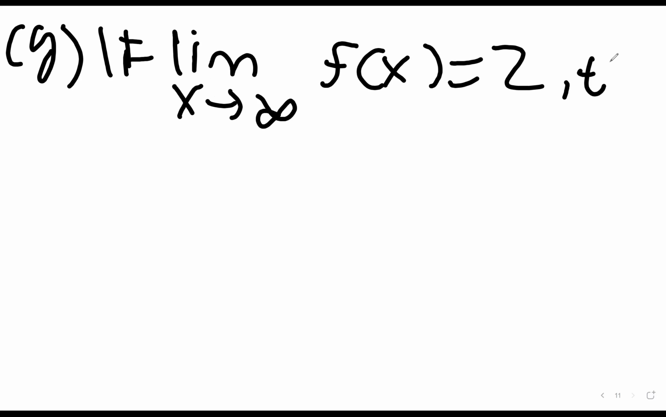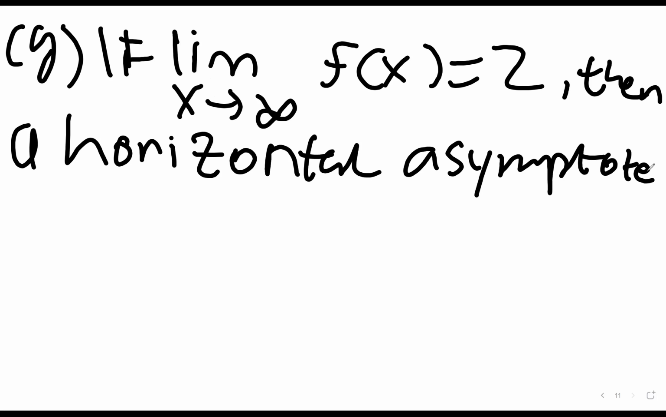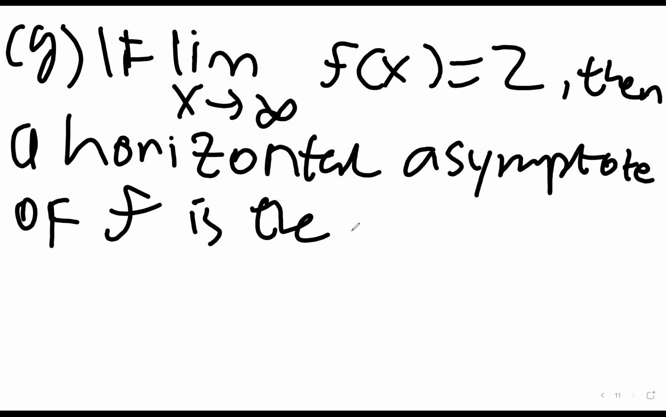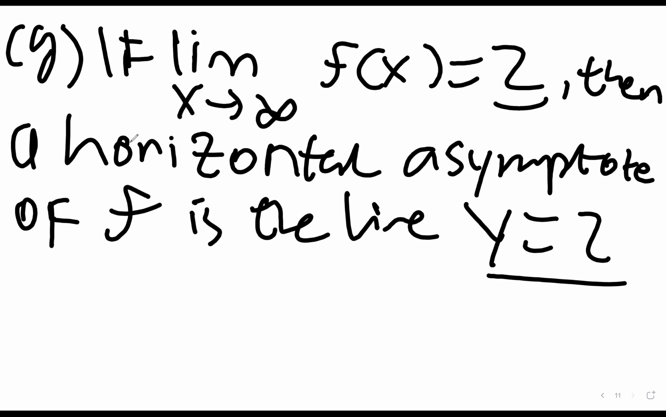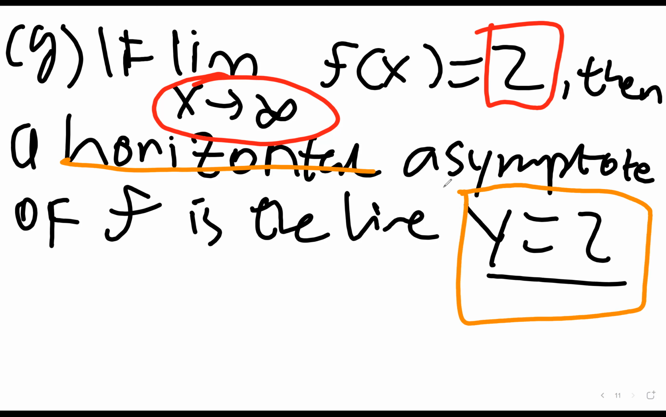Then a horizontal asymptote of the graph of f is the line y equals 2. Here, you have to take a look at this: this is the infinite limit, and the type of asymptote is the horizontal one, and the equation of the line is y equals 2.